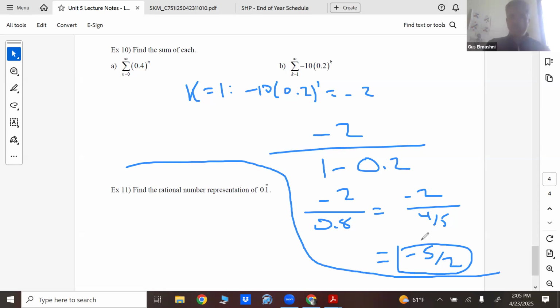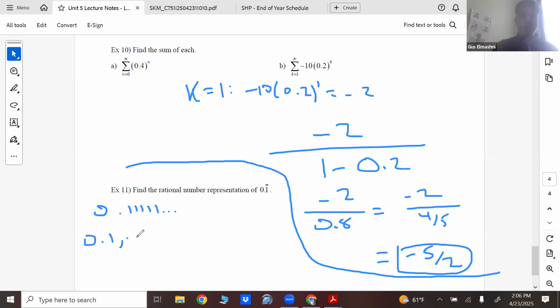Okay, last one, number 11. Find the rational number representation of 0.1 repeating. So it goes on forever. Rational number means we want to find it as a fraction. I mean, we know it's 1/9. Hopefully you guys know that, right? That's pretty obvious. But how can we think of this as a geometric sequence? That's a trick.